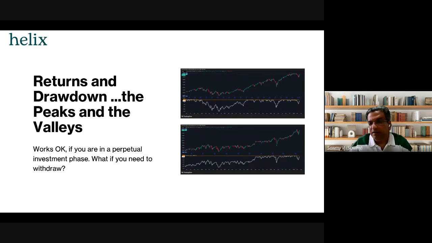So you've got the FTSE and the S&P 500. Now, if you are in a perpetual investment phase, these points when the index dropped and then catch up, drop, catch up, drop, catch up, that's okay. What if you need to withdraw? And this is where drawdowns work. The bottom part of the chart is what is called the drawdown. Drawdown is a peak to valley metric, so the topmost value to the bottommost value in that particular period.